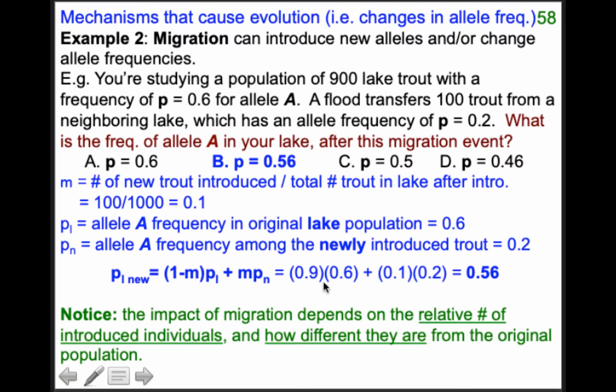All right, so that's all that is. So 90% is 0.6, 10% is 0.2. That gives us 0.56 overall in the final lake population. All right, so hopefully that makes sense.